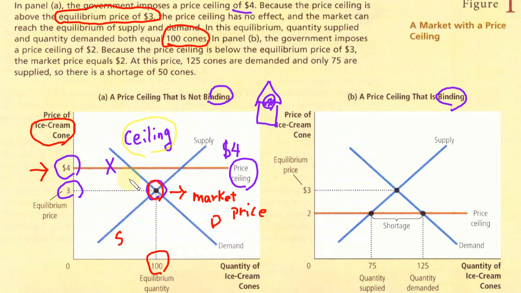Let's see the next, panel B. In panel B, the government imposed a price ceiling of $2. This is quite different. The market price this time in panel B is $3. This is quite a natural price, right?